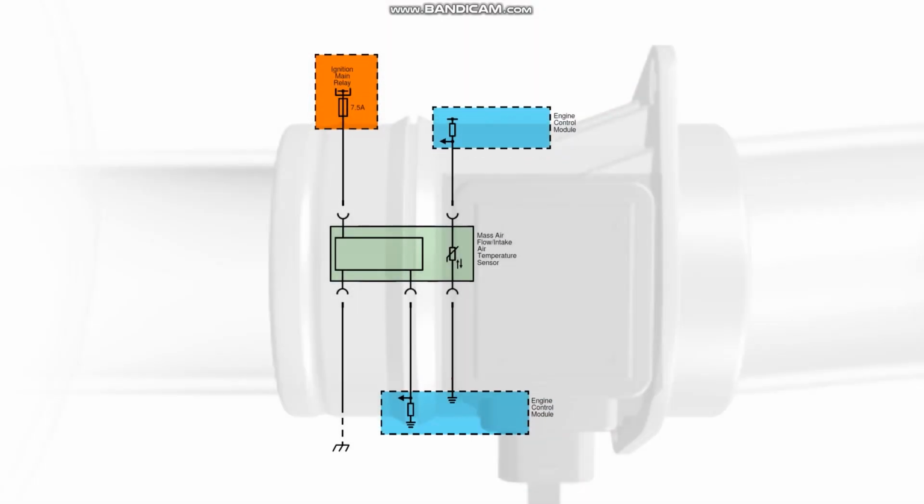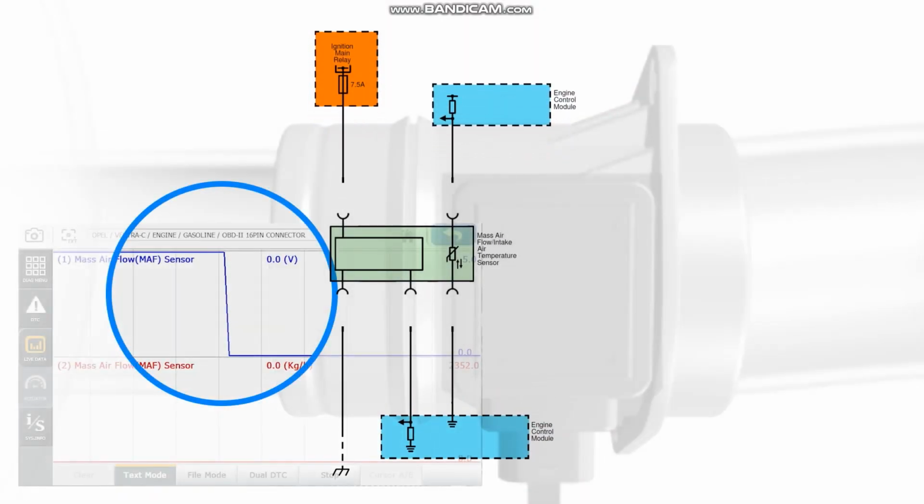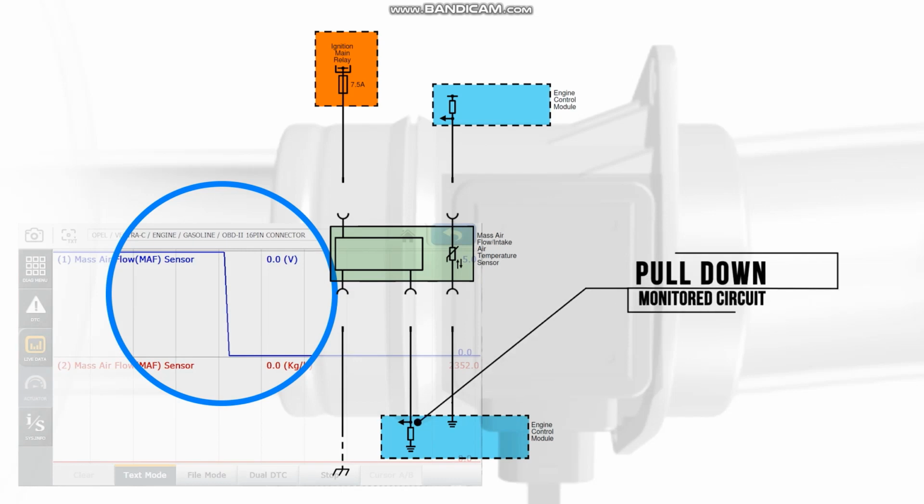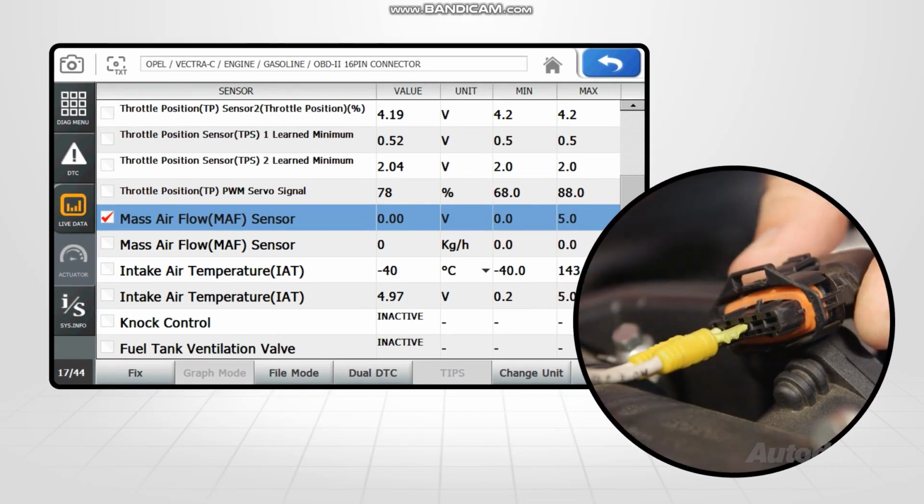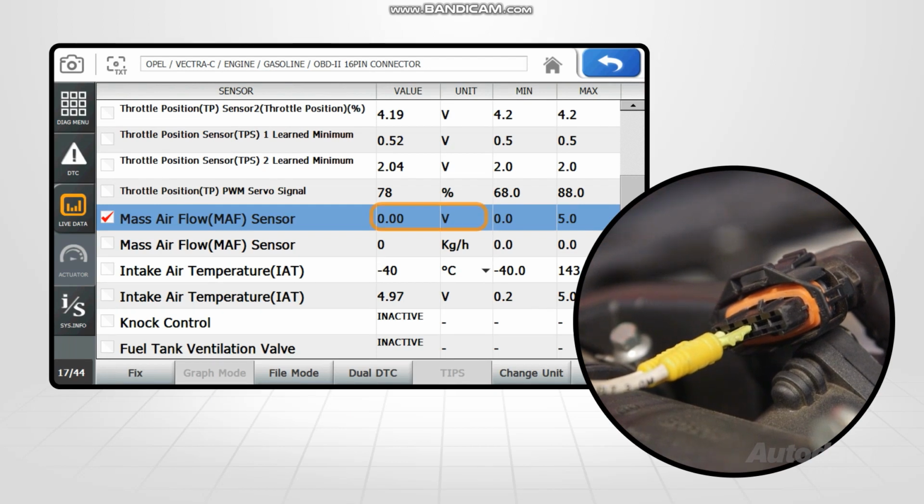If, when disconnecting the MAF sensor, the signal value decreases to its minimum, this is an indication of a pull-down type signal circuit. Connecting a 3 amp fuse jumper across the signal and high reference terminals in the MAF sensor connector should change the MAF reading from low to high. If this is seen, the circuit is operating correctly and the fault may be internal to the sensor.